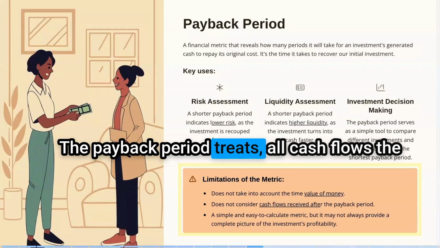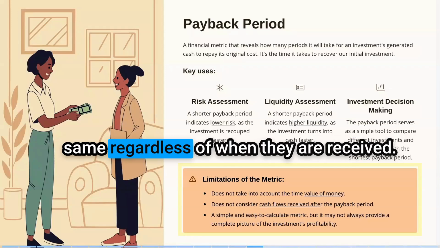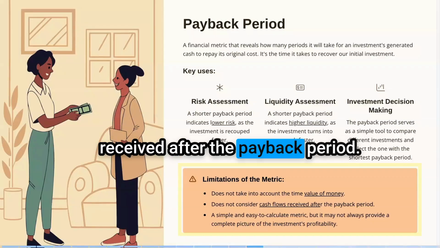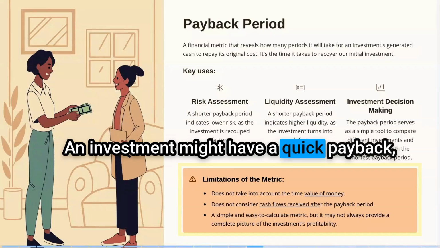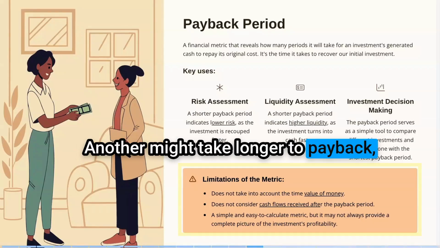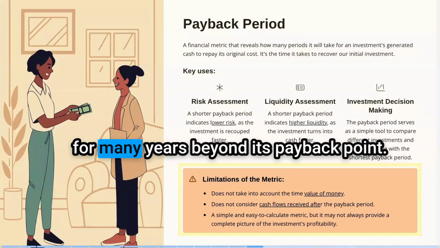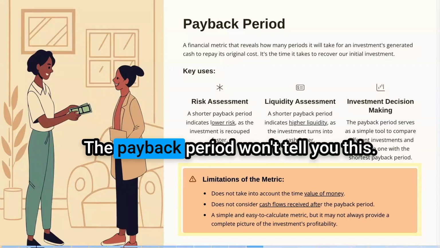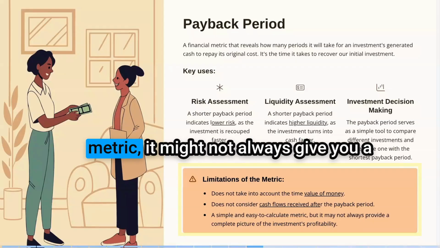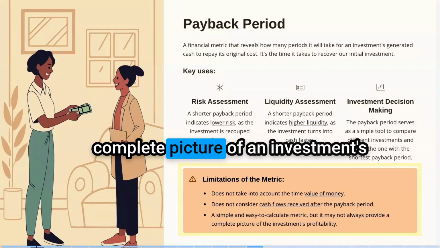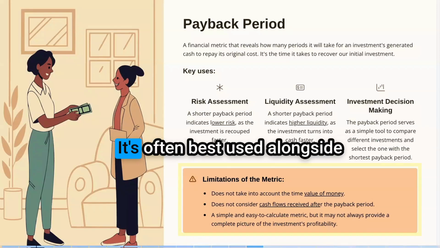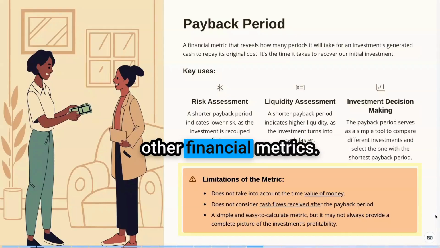The payback period treats all cash flows the same, regardless of when they are received. It does not consider cash flows received after the payback period. An investment might have a quick payback but then generate very little cash afterward. Another might take longer to pay back but then produce substantial cash flows for many years beyond its payback point. The payback period won't tell you this. So, while it's a simple and easy to calculate metric, it might not always give you a complete picture of an investment's overall profitability or long-term value. It's often best used alongside other financial metrics.